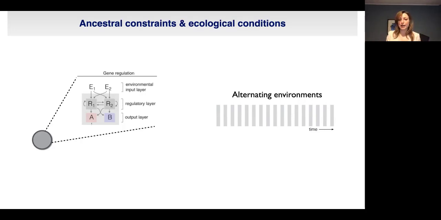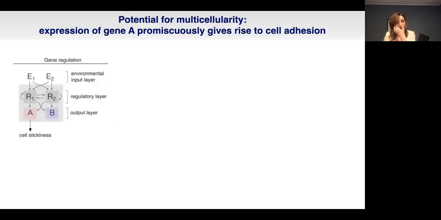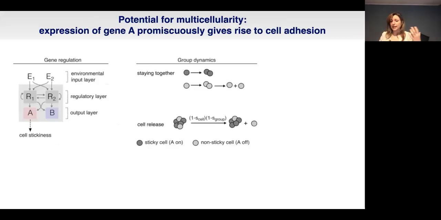And only after that, we allow for the potential to form groups. We started by thinking about staying together first. And so you might have a division that is imperfect, and then cells get stuck together and you start to form bigger and bigger groups. But cells might also, that might be due to some sort of promiscuous stickiness that might exist in one of the environments.